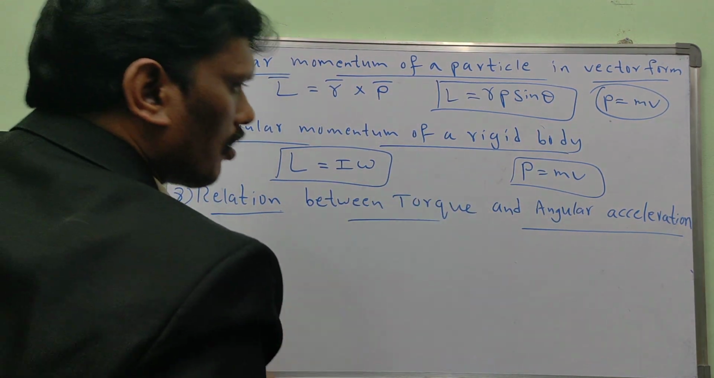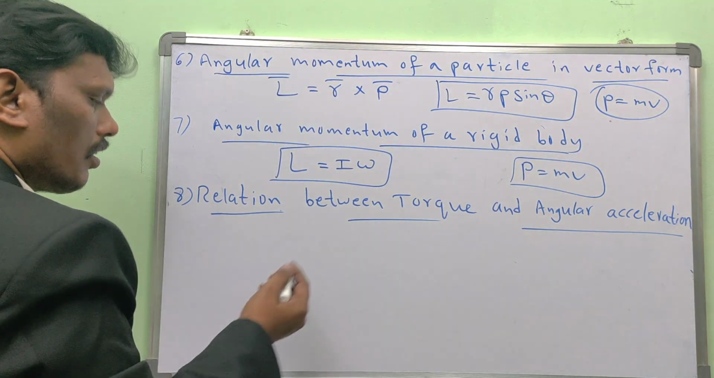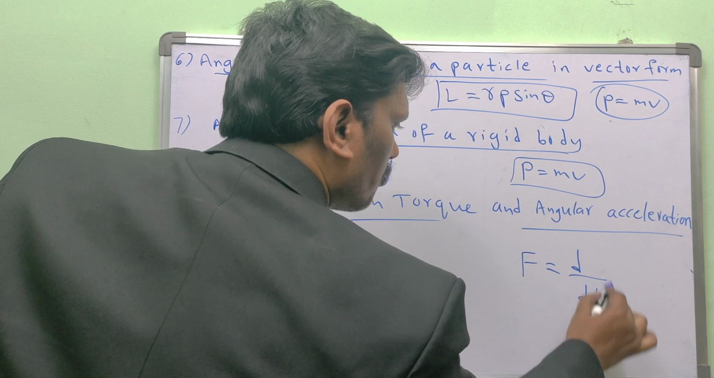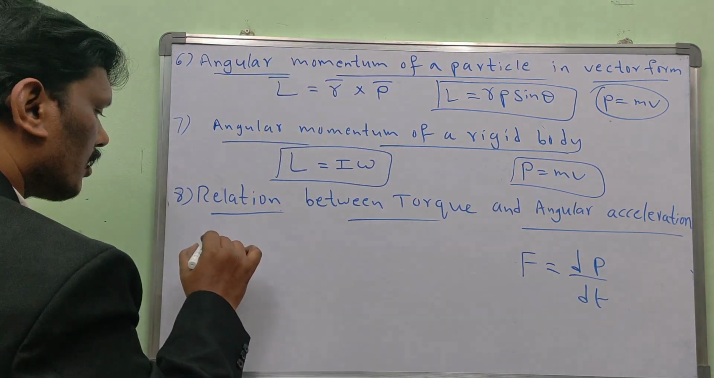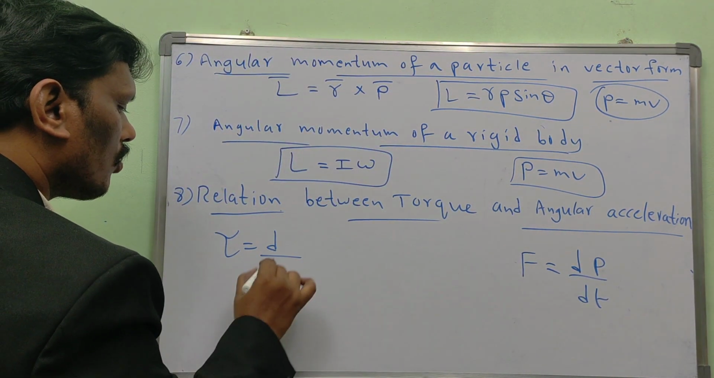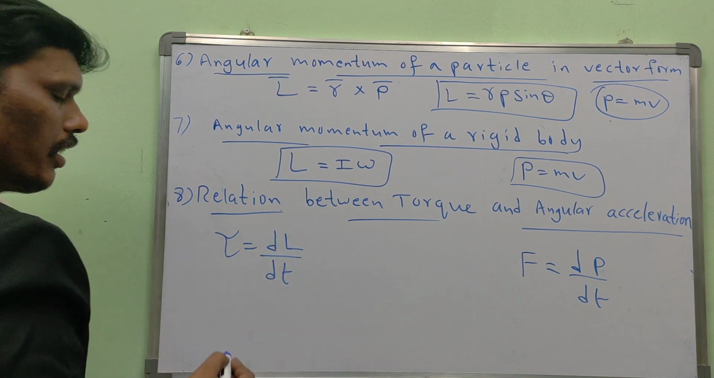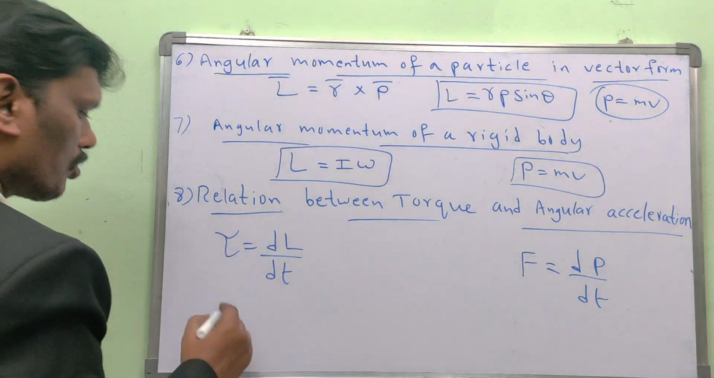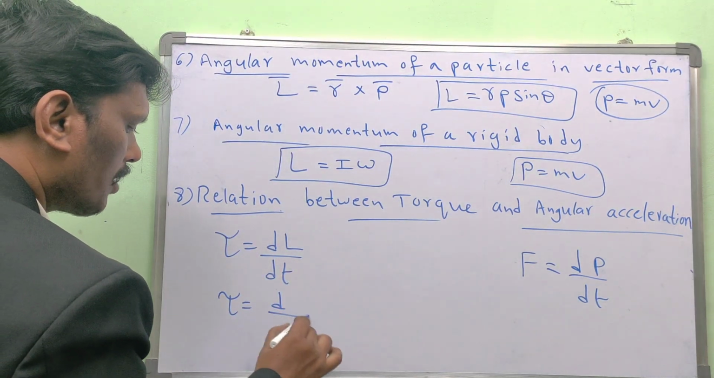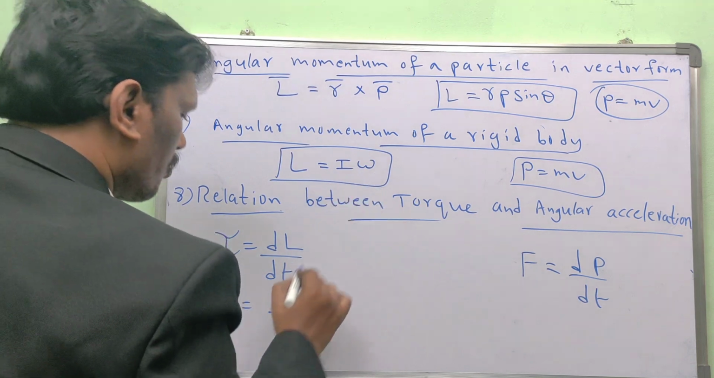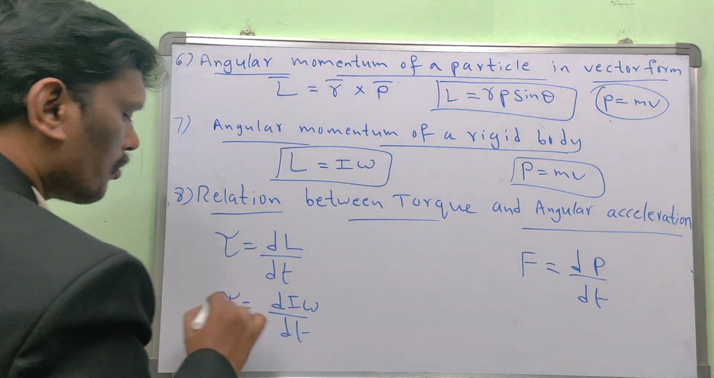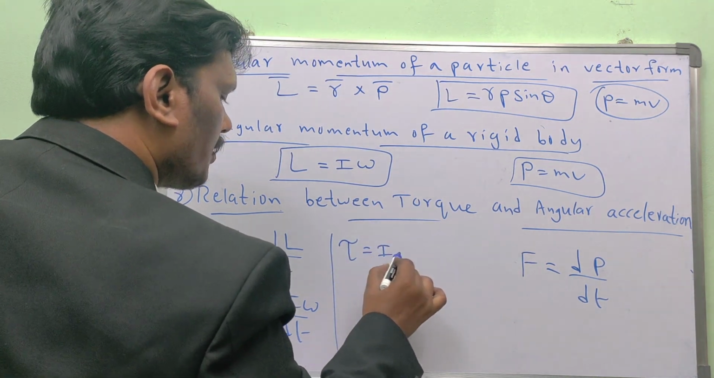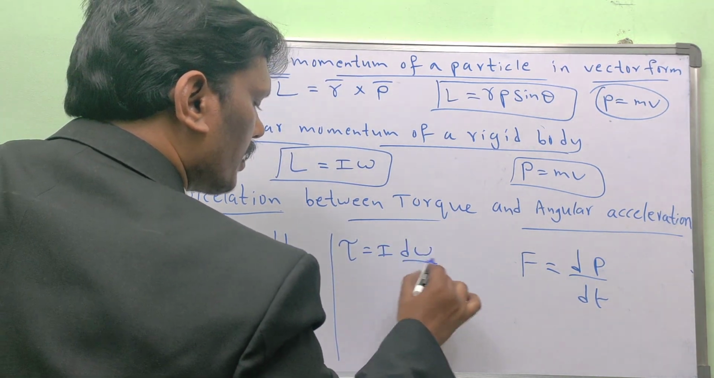Next one, relation between torque and angular momentum. So we know that force is equal to what? Derivative of momentum. In the same manner, here torque is equal to derivative of angular momentum. This is in linear motion, this is in rotational motion. Now tau is equal to d by dt of L. What is L? I omega. Moment of inertia is constant, so take it out. Tau is equal to I into d omega by dt.